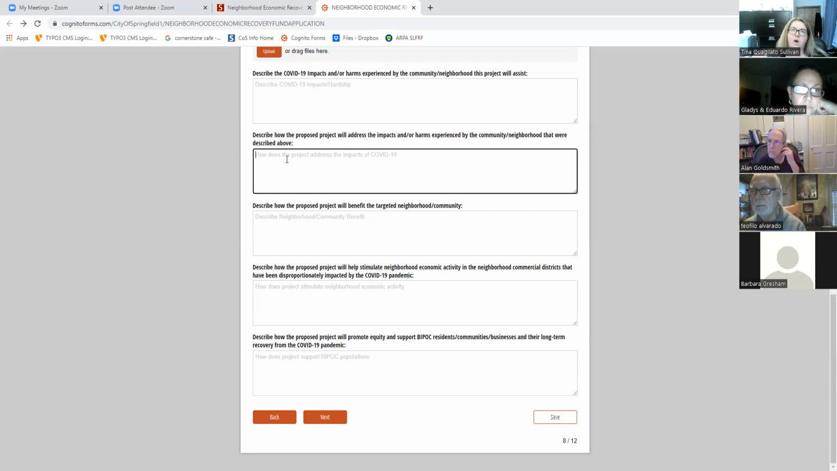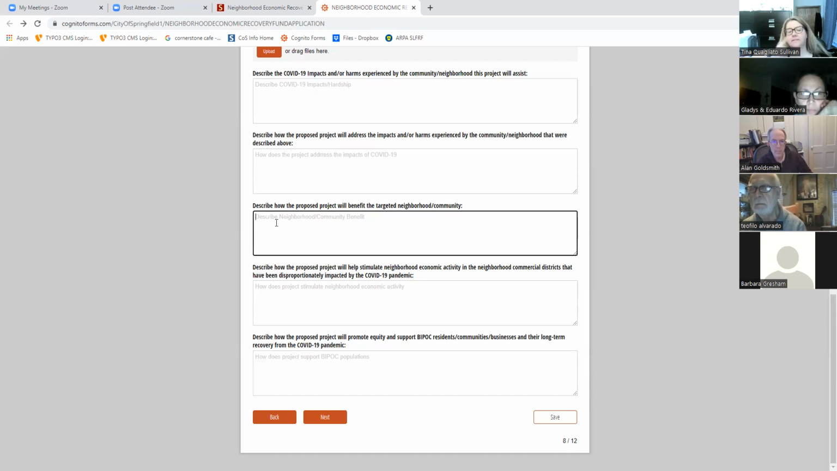If you are working on your application and you're struggling to figure out how you can frame the harm or your impact or the benefits for your project, I'm happy to talk folks through this. I do this all the time. So I'm happy to try to give you some tips or suggestions on how you could better fill those boxes in. The next part is you need to describe how your project will benefit the targeted neighborhood or community.